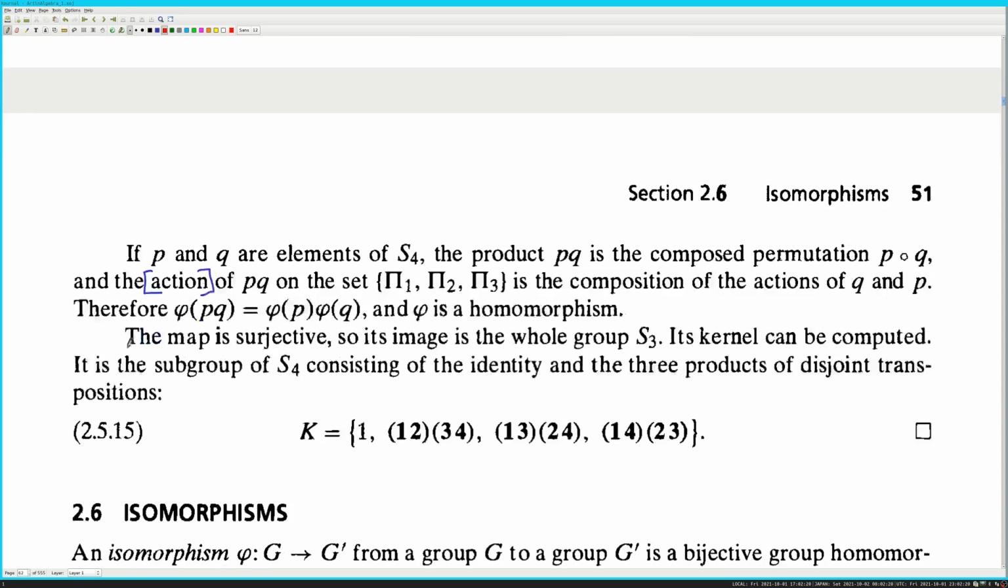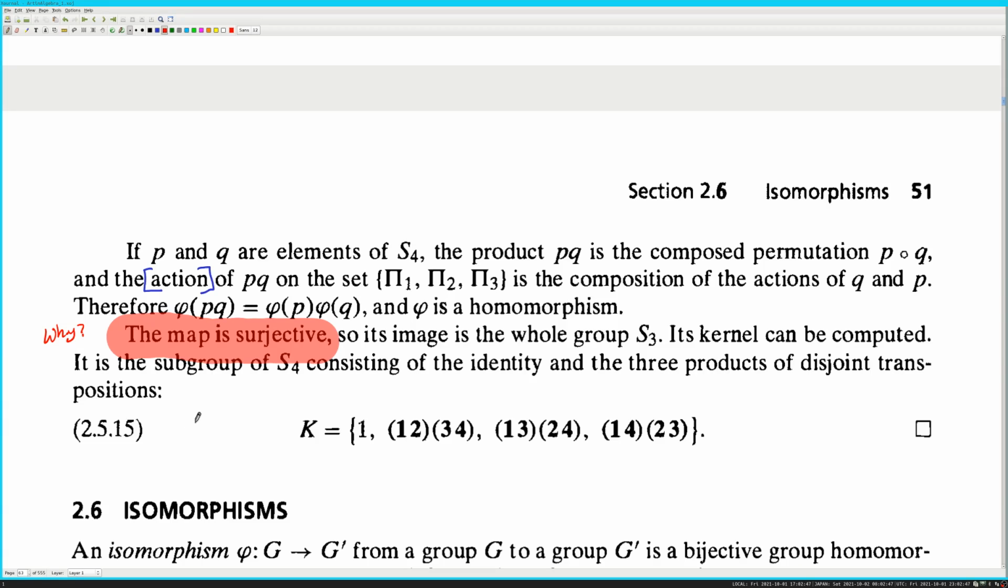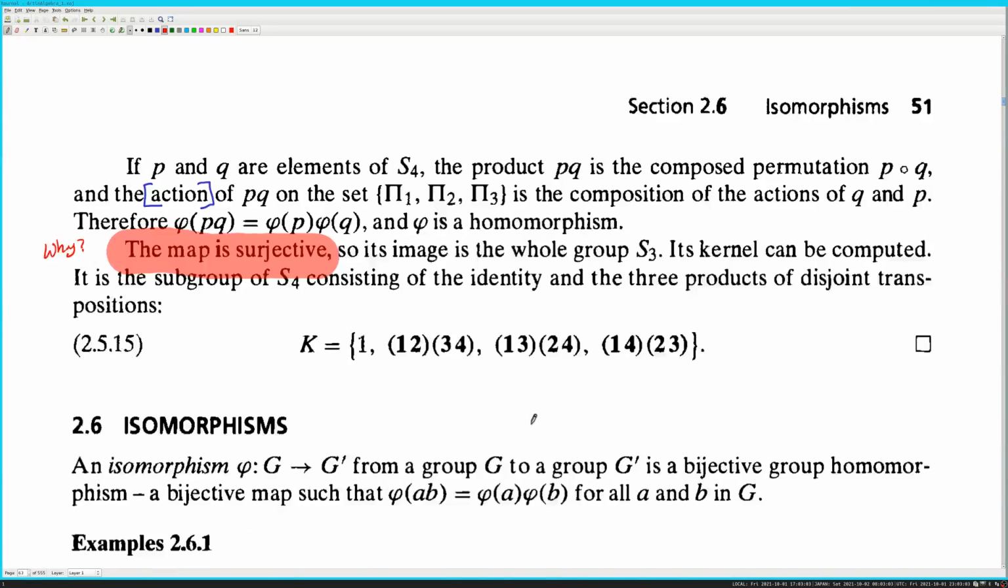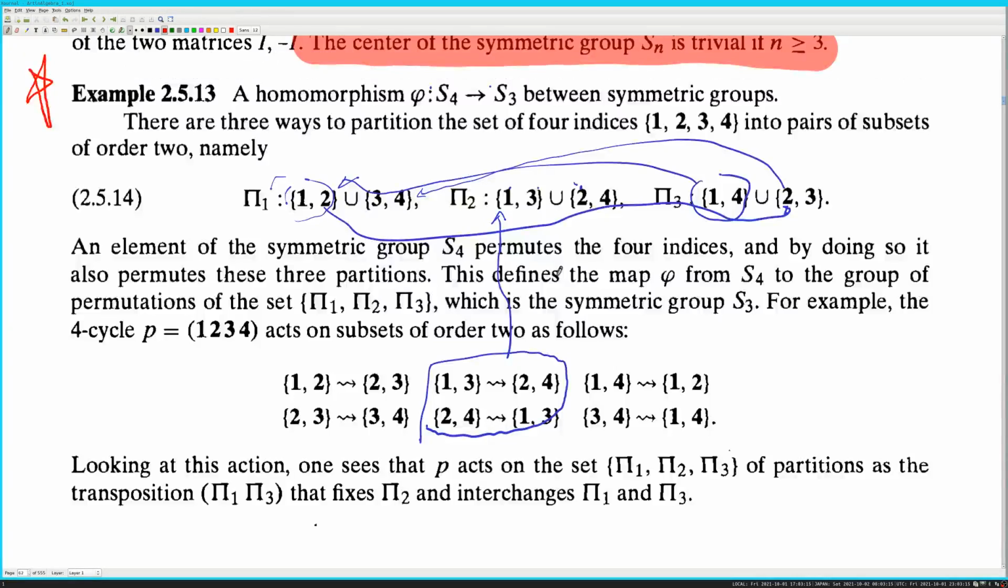Therefore, the map is surjective, so its image is the whole group. I don't see why this map is surjective. Why? So its image is the whole group. Its kernel can be computed. Yeah, so this would fix the first permutation. This fixes the second permutation, and then that one would fix the third permutation. Okay. Yeah, I'm sure this argument is correct.